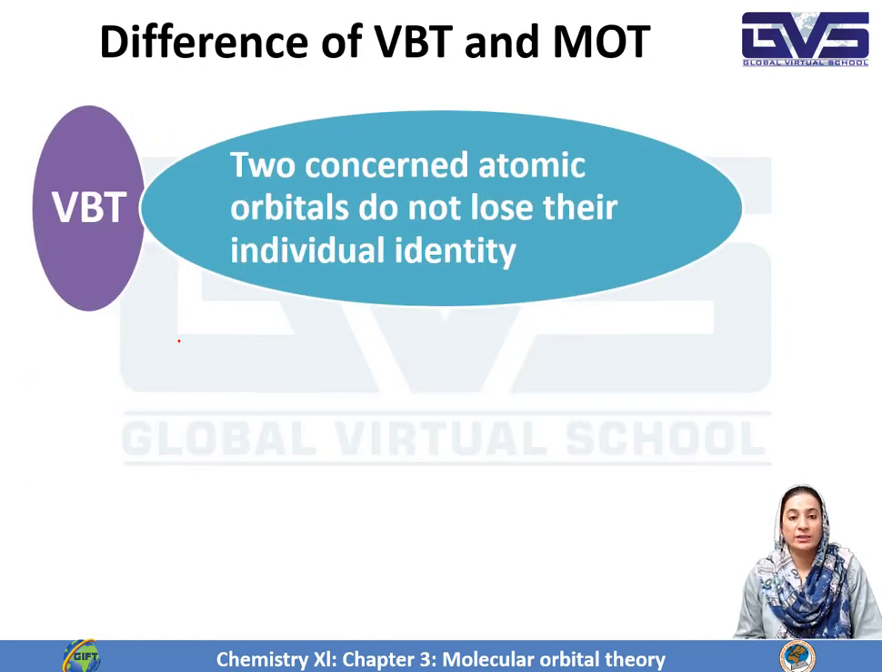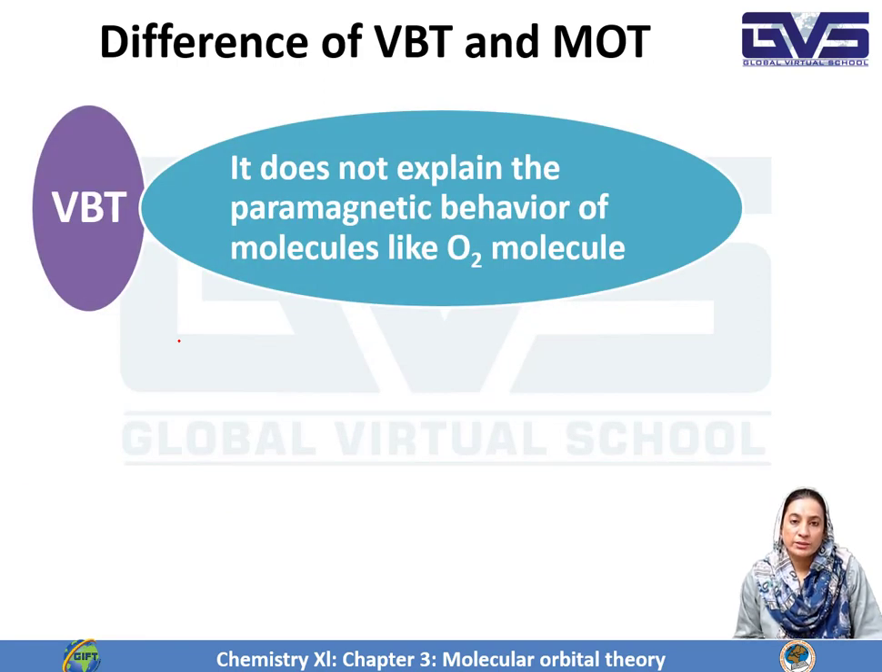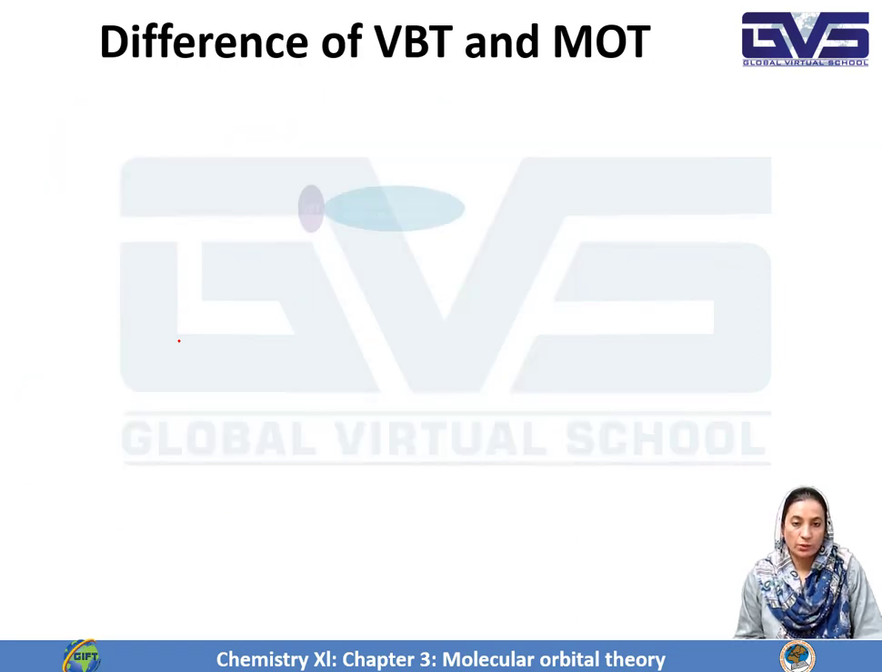Next, according to valence bond theory, the two concerned atomic orbitals do not lose their individual identity, but in molecular orbitals we've already learned that they lose their identity. After overlapping they have different energy, so they basically lose their individual identity. And valence bond theory doesn't explain the paramagnetic behavior of the oxygen molecule and some other molecules, but molecular orbital theory does explain the paramagnetic behavior, which is also called the magnetic properties of some molecules.